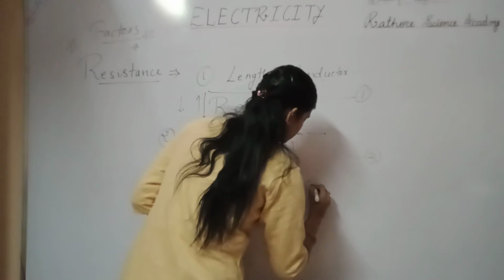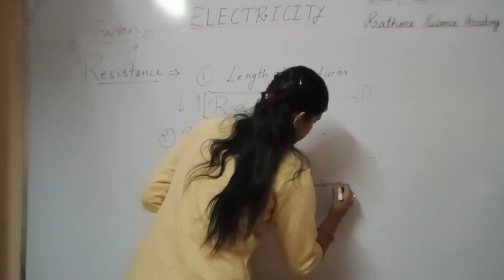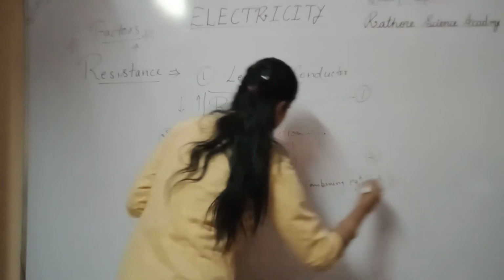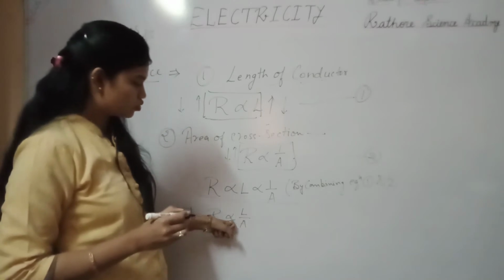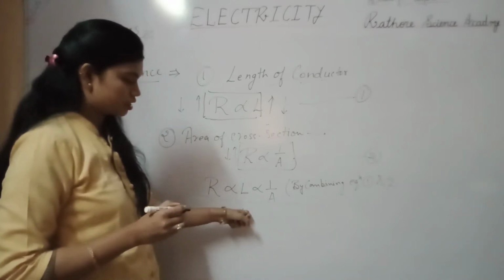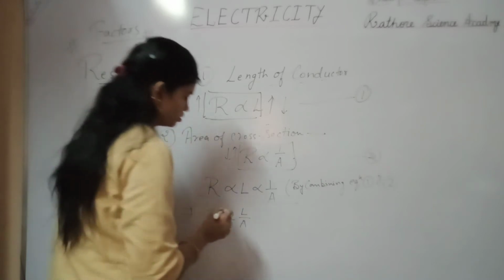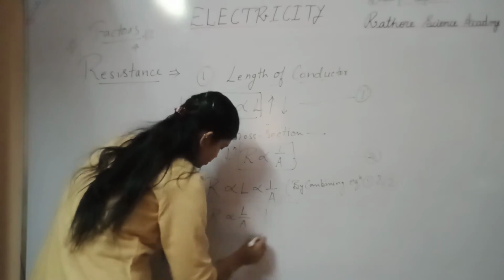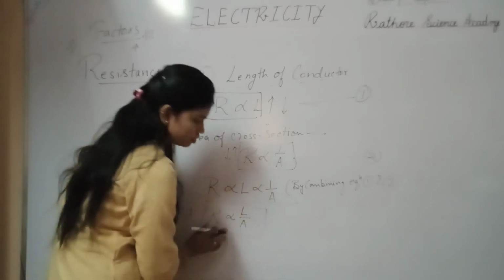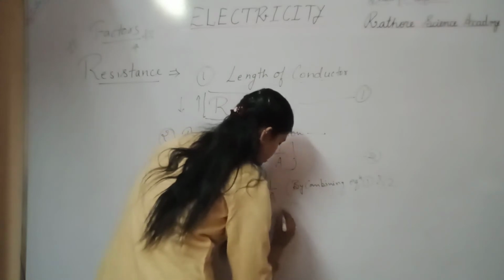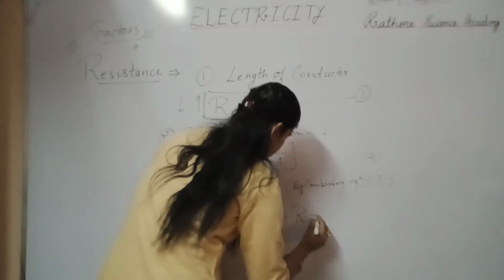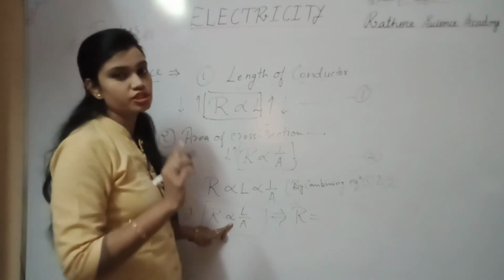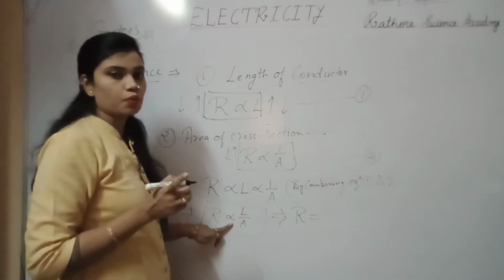By combining equation 1 and 2, we'll find that R is inversely proportional to the area of cross section and directly proportional to length. So L by A, right? And if we remove the sign of proportionality, what will we get? We will get R equals a constant. You remember that whenever the proportionality sign is removed, a constant will come.